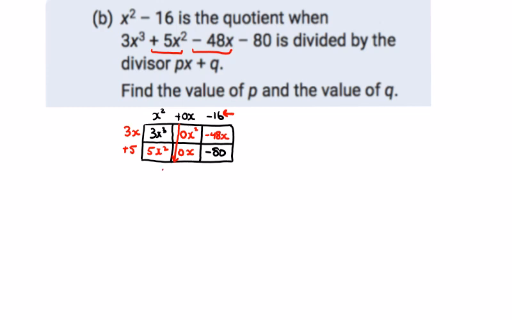So 3x plus 5 is the answer here. And if we line up px plus q, we get p to be 3 and q to be 5.